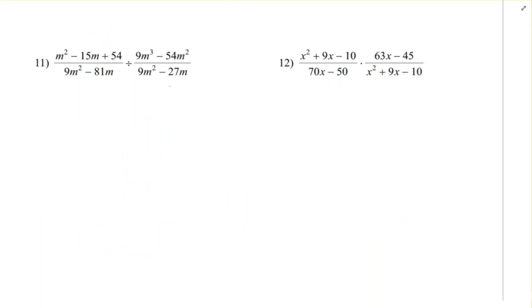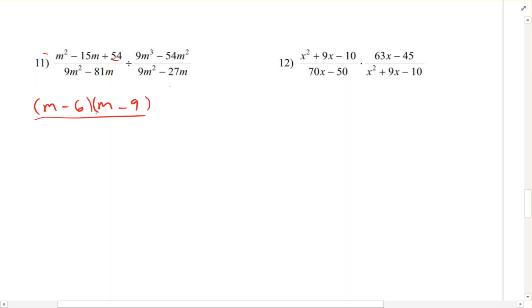So what I'm going to do first is just factor everything. I'm going to leave it all the way it is, but just factor it first. So let's factor the top part here. We're going to have m and m, and then they need to multiply to 54 and add to 15. What about 9 and 6? And it'd be -9 and -6. That would work, yep.